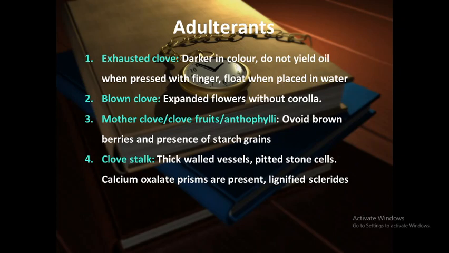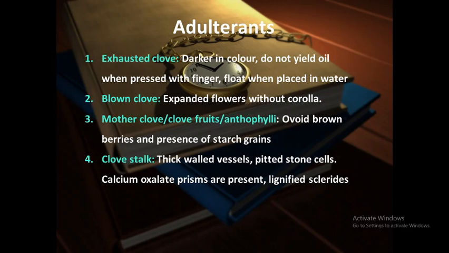Clove stalk basically contains thick walled vessels and stone cells. The calcium oxalate prisms are present, the prismatic shaped calcium oxalate crystals are present, and it also contains lignified sclereids, the most important thing. So clove stalk can be distinguished from clove bud by the presence of lignified sclereids. Then stone cells. Stone cells are absent in clove bud but present in clove stalk.